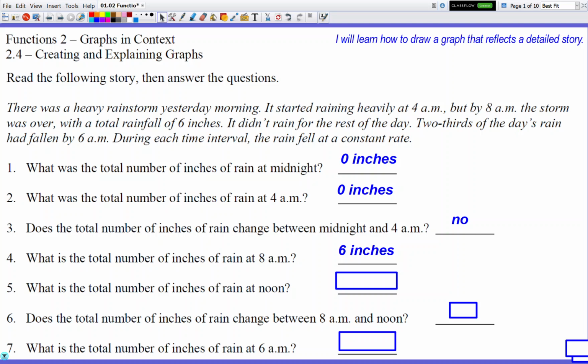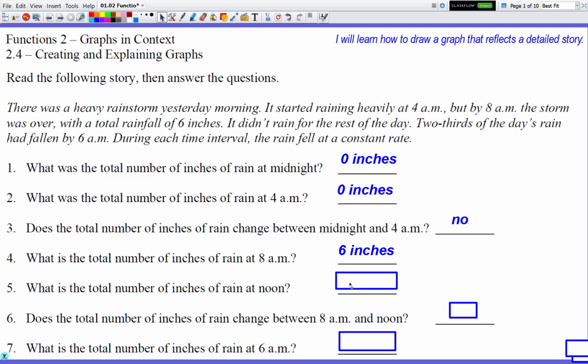A lot of kids sometimes make a mistake and put 0 for noon, because they're thinking to themselves, no rain fell, so shouldn't it go back to 0 like in questions 1 and 2? No rain fell at midnight, so 0 inches. No rain fell at 4 a.m., so 0 inches. So in their brain, they're thinking, no rain fell at noon because the storm was over already, so shouldn't it be 0 inches? But you got to remember that the key word here is total. So that means, what is the accumulated amount for the whole day so far? It says earlier at 8 a.m., we had 6 total inches of rain already. So at noon, your total rainfall for the day was still 6 inches.